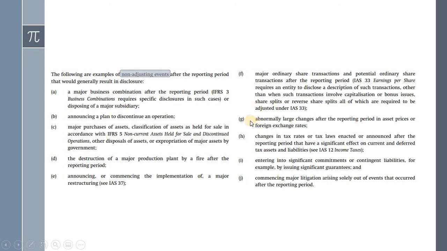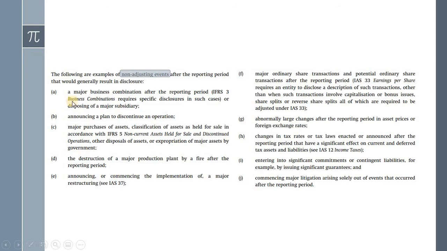Letter G, abnormally large changes after the reporting period in asset prices or foreign exchange rates. Letter H, changes in tax rates or tax laws enacted or announced after the reporting period that have a significant effect on current and deferred tax assets and liabilities. Letter I, entering into significant commitments or contingent liabilities, for example, by issuing significant guarantees. And letter J, commencing major litigation arising solely out of events that occurred after the reporting period.